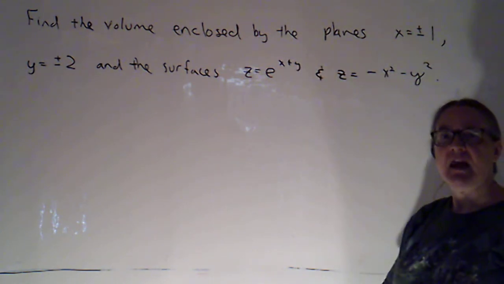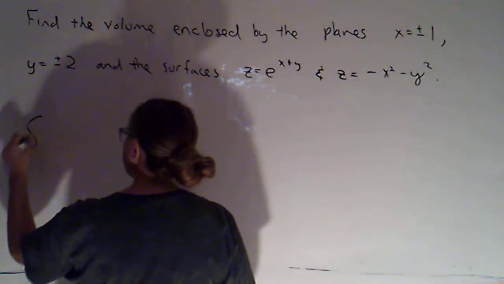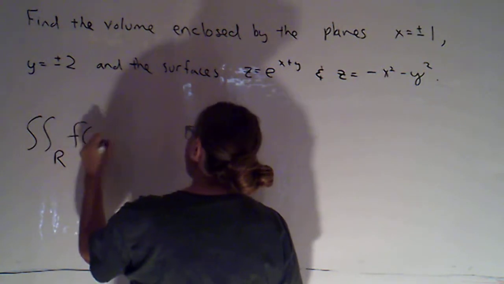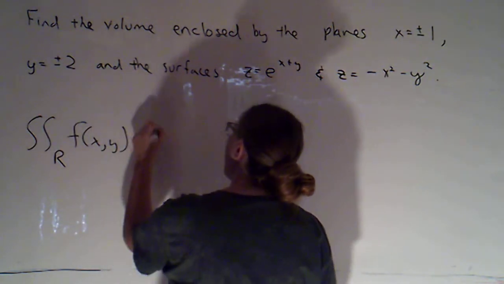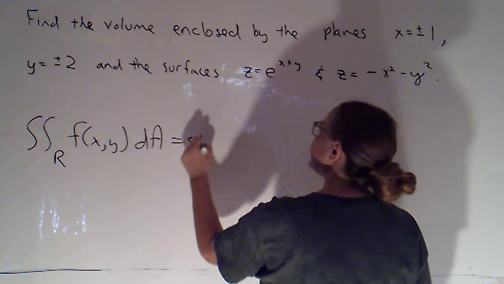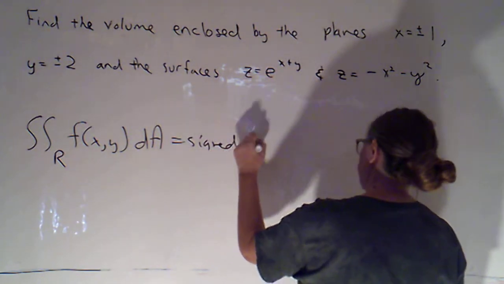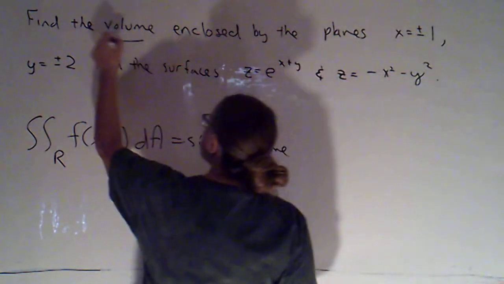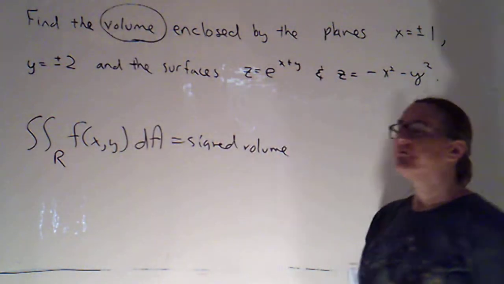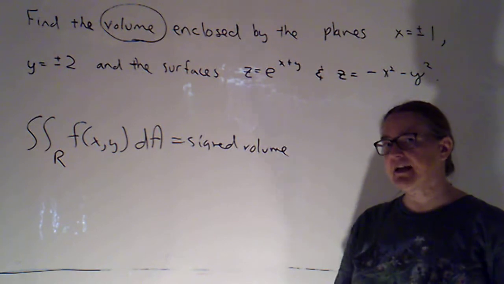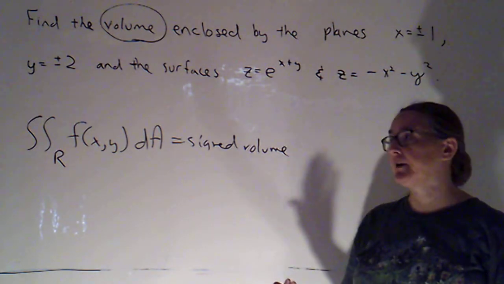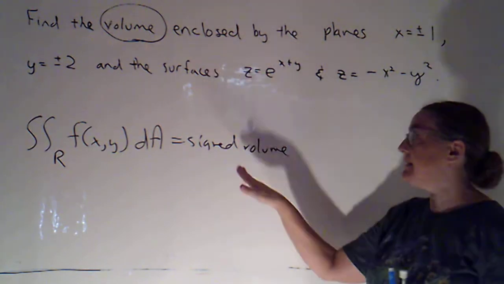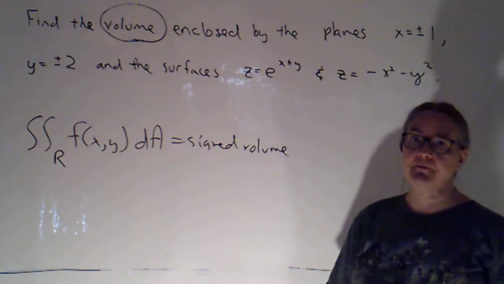Now what we've seen so far is if I have the double integral over some region of some function of x and y, that's going to represent signed volume. That is not what we are asked to find here. We are asked to find volume. Volume is a geometric quantity. It is always positive. Well, if you have a degenerate shape, it could be 0, but volume is never negative. Signed volume can be negative.